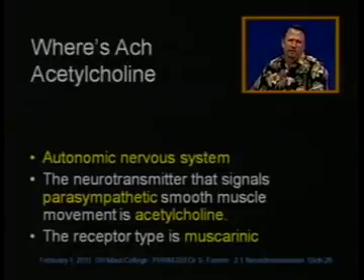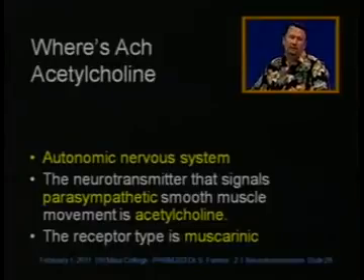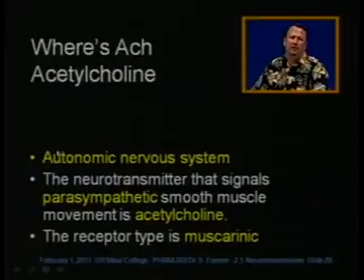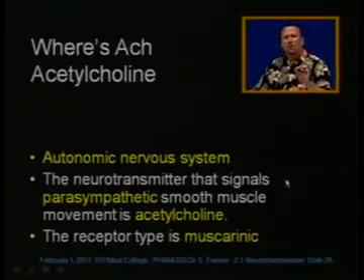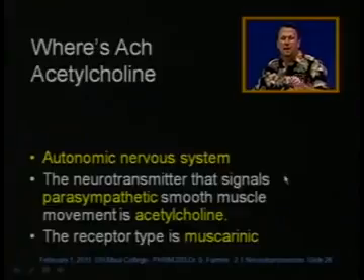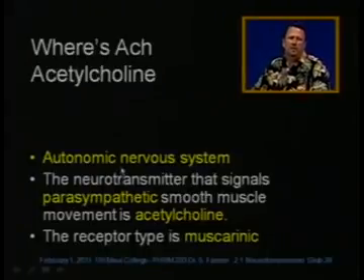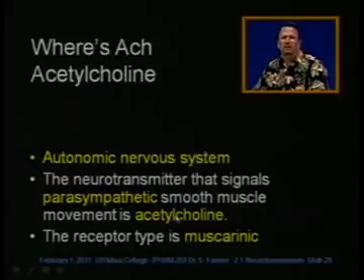Well, where else are we going to find acetylcholine? And this is what makes this all so complicated, because acetylcholine is used in the neuromuscular junction, but acetylcholine is also used by the autonomic nervous system. We're going to talk about the autonomic nervous system next time, so be sure and bring your thinking cap with you. But we're going to talk a little bit about that today. And part of the autonomic nervous system that we'll talk about next time is the parasympathetic nervous system. So the neurotransmitter that signals parasympathetic smooth muscle movement is acetylcholine.